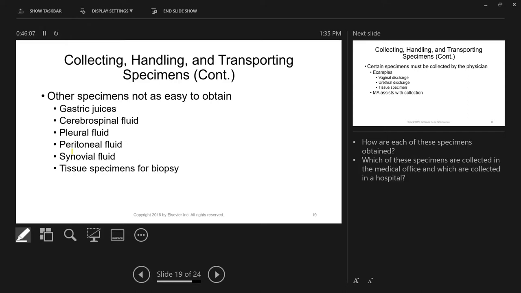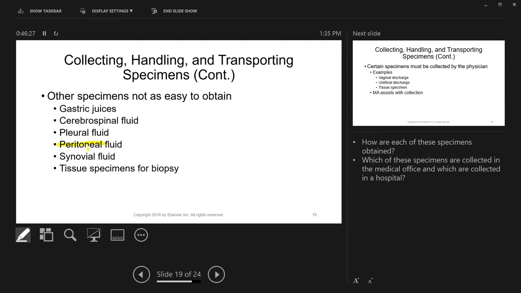What part of the body are we taking fluid out of? The lungs, which are in the thorax. Thoracentesis. All right. So a thoracentesis is done to remove pleural fluid. Peritoneal fluid.